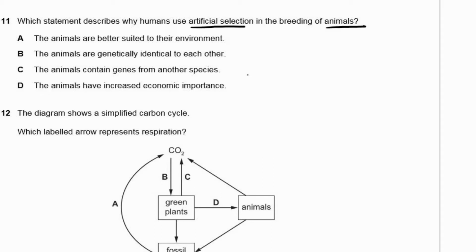Okay, so let's see. Is it A, the animals are better suited to their environment? Absolutely not. A bright shiny goldfish is going to be the first eaten by the heron that comes to the pond. Not well suited to their environment. Are the animals genetically identical to each other? Absolutely not. Not through sexual reproduction, and we're talking about animals here. Do the animals contain genes from another species? No, that's genetic engineering. It's not that answer either. So do the animals have increased economic importance? Yes. The brightest, shiniest goldfish will sell for the most money.